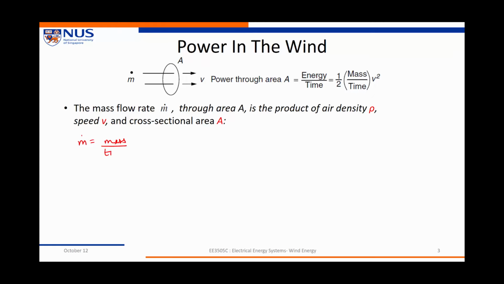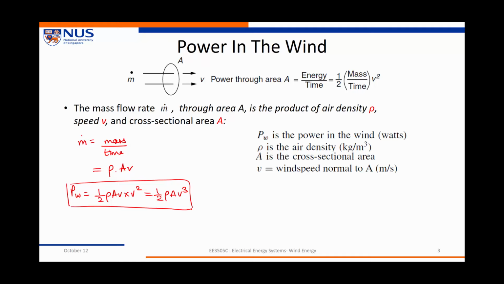So what we get here is that m dot is equal to mass per time is equal to rho times A times velocity. So once we have defined the mass flow rate, we can use mass by time into the power of the wind. The power in the wind Pw is now defined as half times rho times A times velocity v into v square, or it's equal to half times rho times A times v cube.